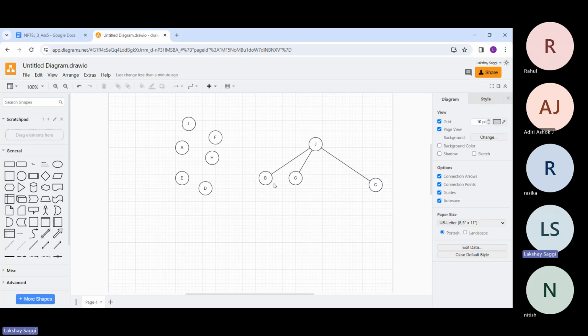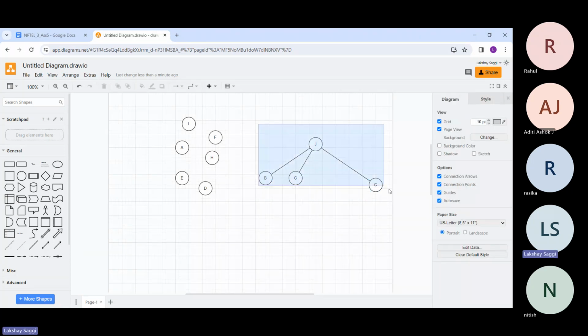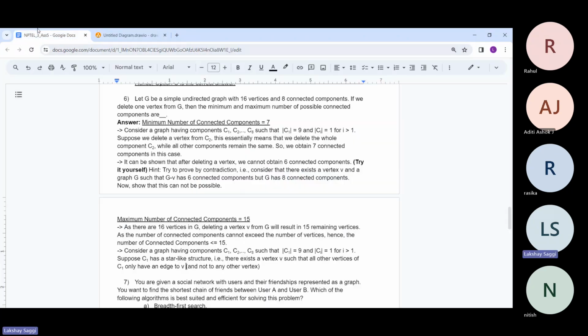So I hope everyone sees this, that this is supposedly C1, and now I delete this one vertex, then there will be three connected components now. Initially it was one, but then it becomes three. So similarly, this is on four vertices if C1 had four vertices, but we are saying that C1 has nine vertices here. So C1 has this star-like structure.